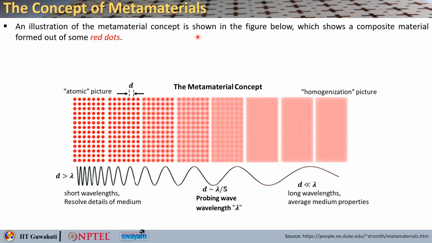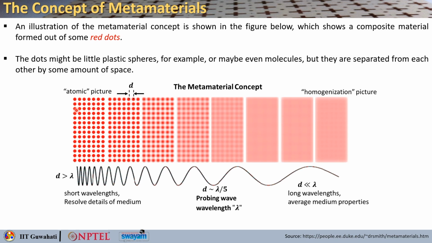Okay. So, in this particular slide I will show you an illustration of the metamaterial concept, which shows a composite material that is basically formed out of some red dots. Now, these dots might be little plastic spheres, or they may even be molecules which are separated from each other by some amount of space. Okay. So, here D is marked as the interparticle separation.